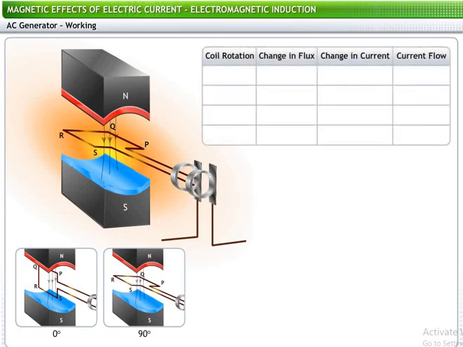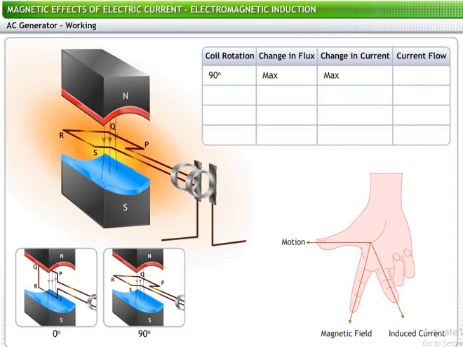As the coil rotates through 90 degrees, it becomes horizontal. At this stage, the change in flux with respect to the initial position is maximum. Hence, the current rises from 0 to maximum. The direction of current through each arm can be found using Fleming's right-hand rule. The current flows from brush B1 to brush B2.